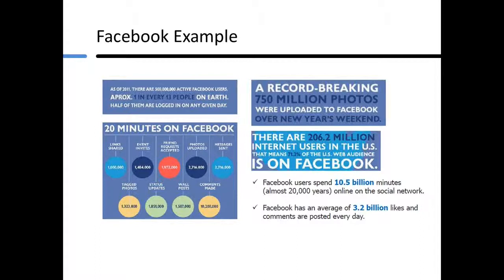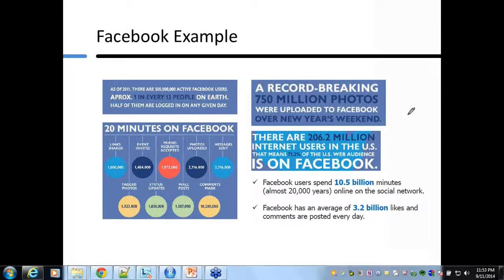Now Facebook has published a statistic which says that every 20 minutes on Facebook, a lot of activities happen. I'm just going to draw out some of the important ones here: links shared, events invited, friend requests accepted, photos uploaded, messages sent. So all these activities that you are doing, and when all the users across the globe are doing these activities every 20 minutes on Facebook, you can say that so much data is getting generated every 20 minutes, right? That's a massive amount of data that we are talking about.